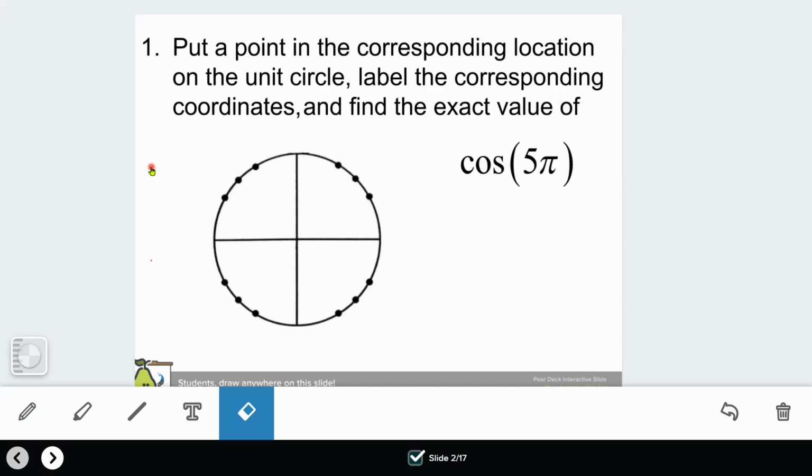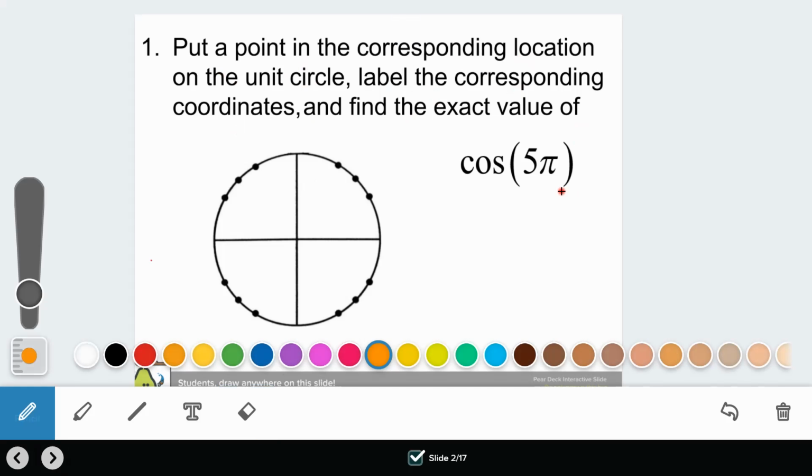For this first one, put a point in the corresponding location on the unit circle, label the corresponding coordinates, and find the exact value of cosine of 5 pi. Just a little reminder: over here, where I did it in pink, those are all my even pi's, 2 pi, 4 pi, 6 pi. The one I'm doing in blue here is all my odd pi's. So we are going to be at the blue one.